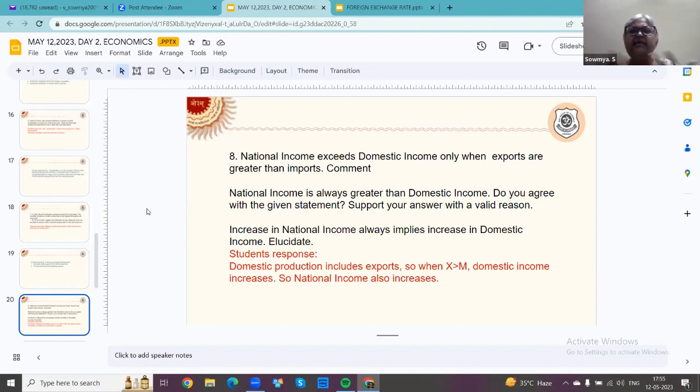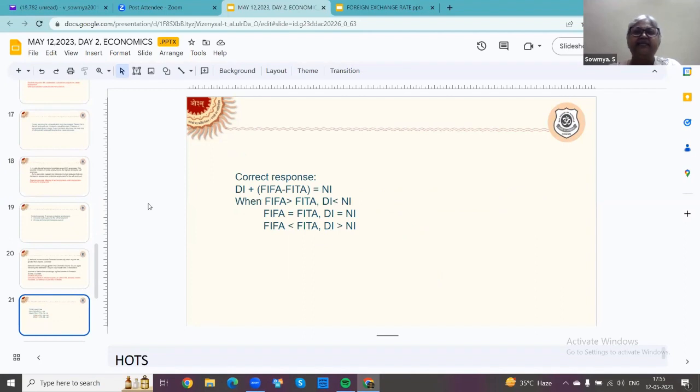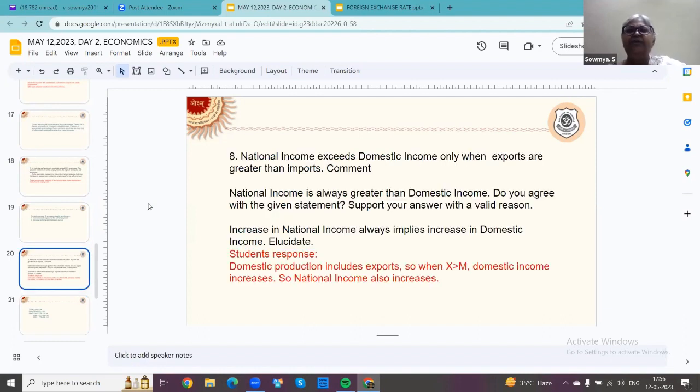So they will have to start their answer by saying the difference between national income and domestic income, as ma'am rightly pointed out, is NFIA, right? So if FIFA is going to be more than FITA, then the domestic income will be less. If FIFA is equal to FITA, then domestic income will be equal to national income. And if FIFA is going to be less, then domestic income will be more, right? So this bit they will have to write.